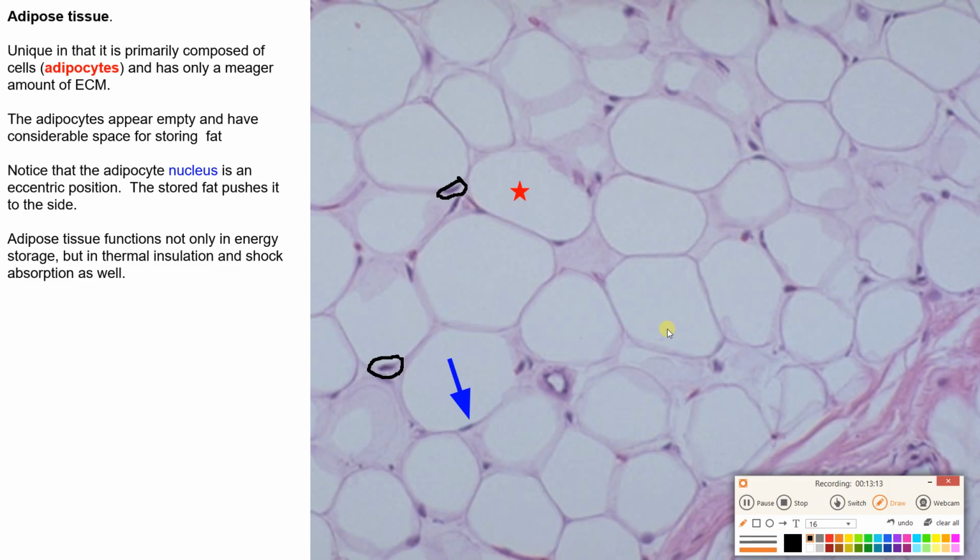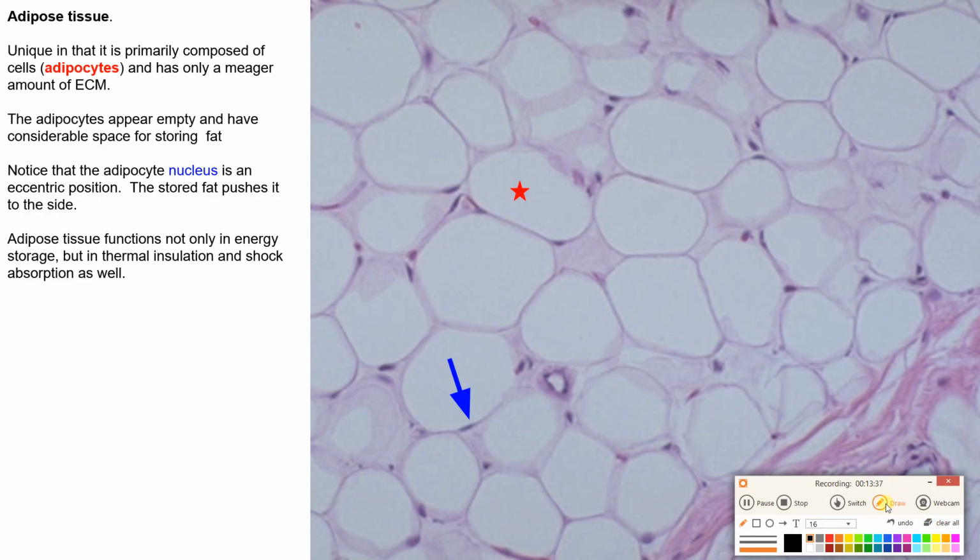If we are storing fat, we are storing energy, but also adipose tissue, by being deep to our skin, gives us thermal insulation. By being around organs like the kidneys, it gives us shock absorption too. So a couple of big functions of adipose tissue there.